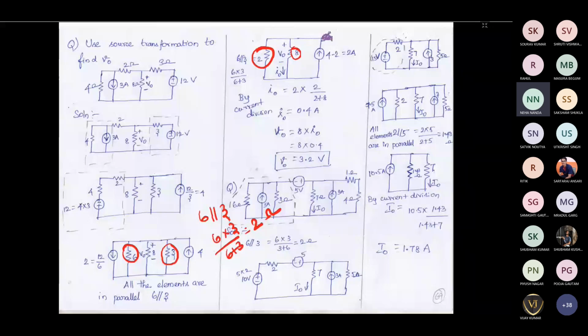Now the current magnitude is 2 ampere for this source. So obviously you can apply the current division rule in order to find the current flowing through these individual resistances. We need to find the current through this 8 ohm resistor, then only we will be able to find the voltage across it. So now we need to find the current.